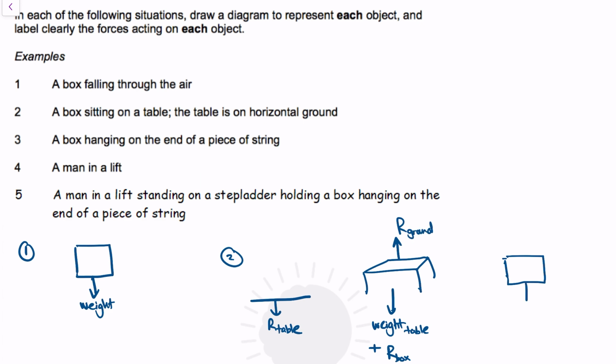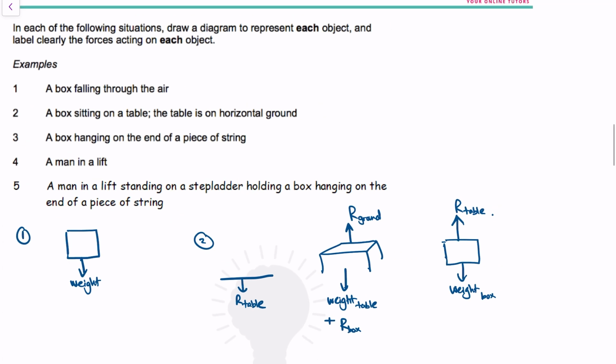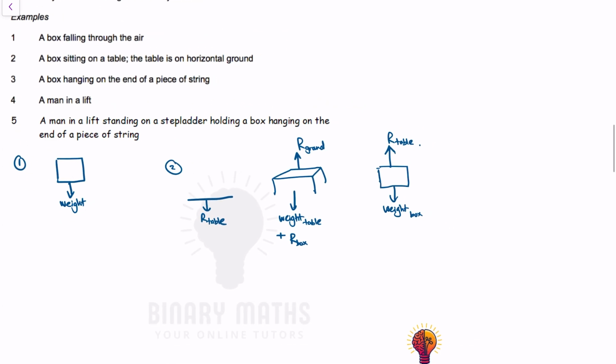The box feels the weight of the box, and the table pushing up, so the reaction force from the table. 3, a box hanging on the end of a piece of string. Box with string and the string.